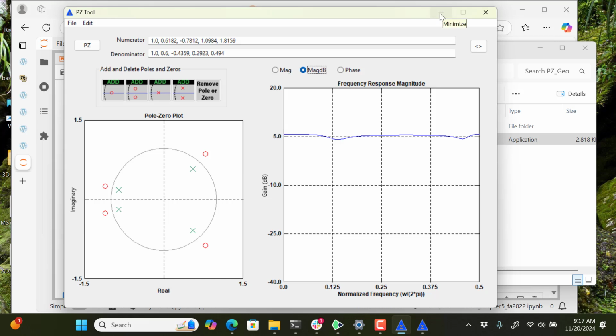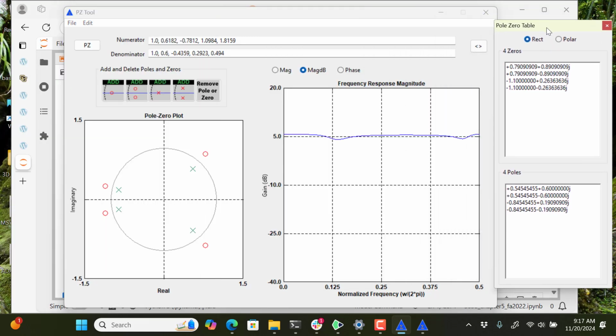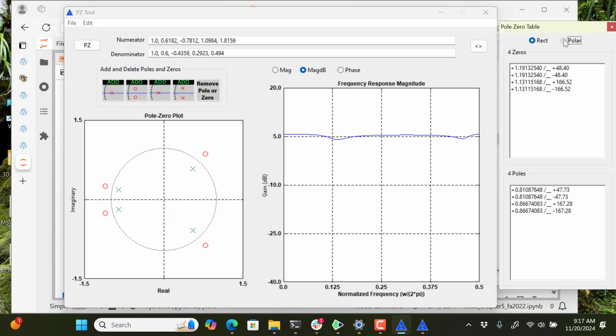MATLAB used to have a tool like this ages and ages ago. I don't know if it's buried inside of MATLAB, but I don't care. I don't really care about it in Python. I could make GUI sliders for Python, but this was an app I created a long time ago to learn about GUI programming and interactivity. This also has this little feature here, so you can see where the poles and zeros are in magnitude and phase form, or real and imaginary part.